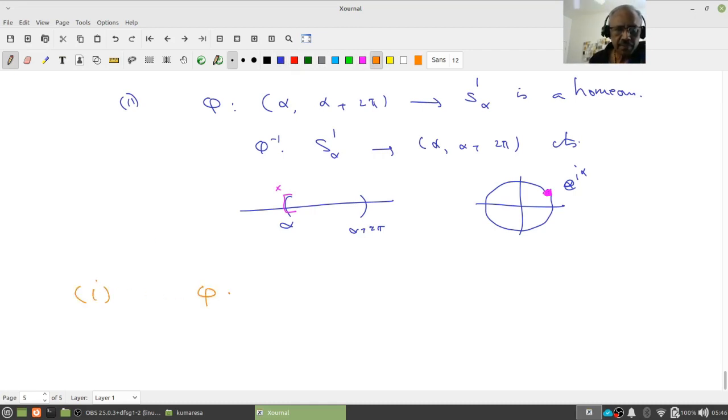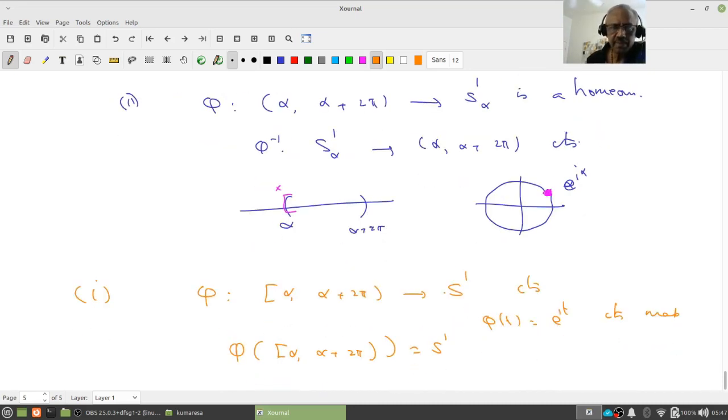See, phi is from alpha to alpha plus 2 pi to S1. This is continuous, because what is phi of t? e power i t. This is a continuous map, right? Because the exponential is a continuous map. Okay, number 1. Number 2, because of periodicity, any interval of length 2 pi, phi of alpha to alpha plus 2 pi open, this is equal to S1.